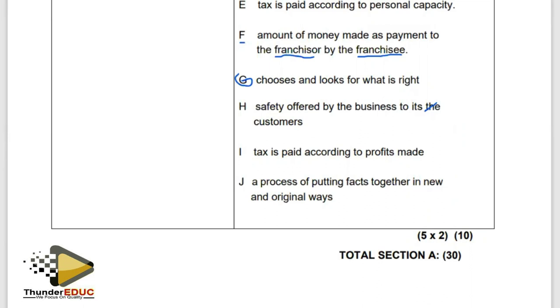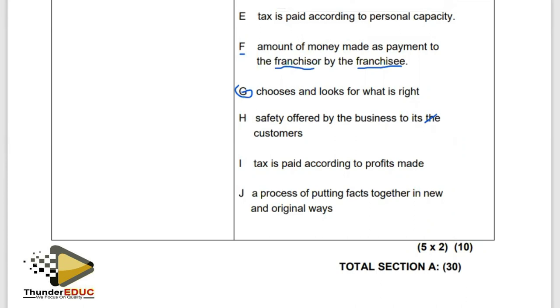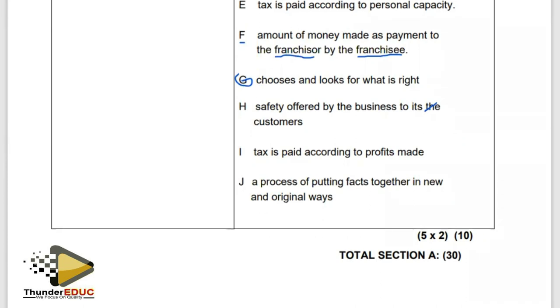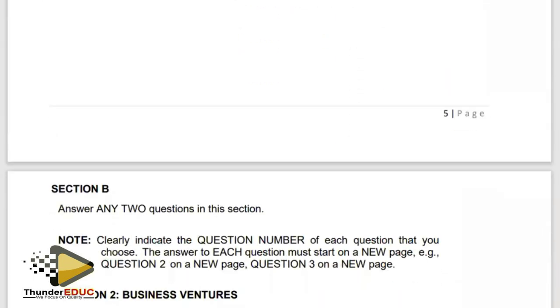Tactics and skills: one, make sure that you read the question clearly. Read all the alternatives given clearly. And then finally, you choose the most appropriate one. The best way to master section A is by practicing question papers. The more you practice, the more you get used to these questions. They are always repeated. Okay, let's go to section B.